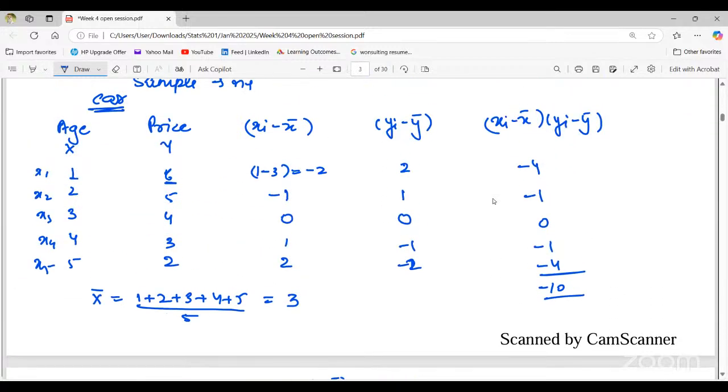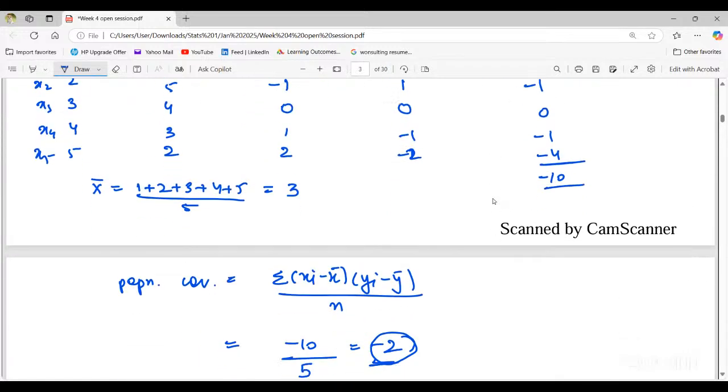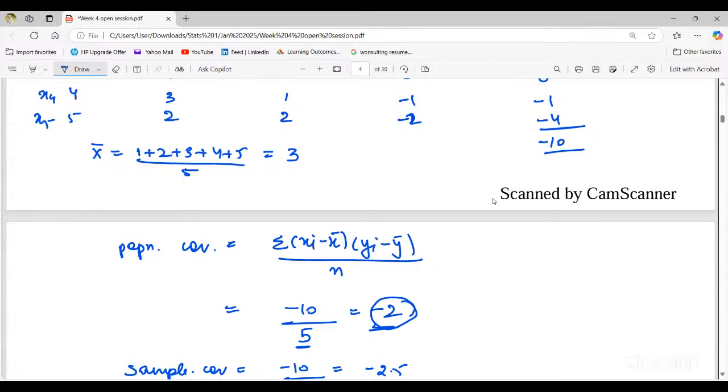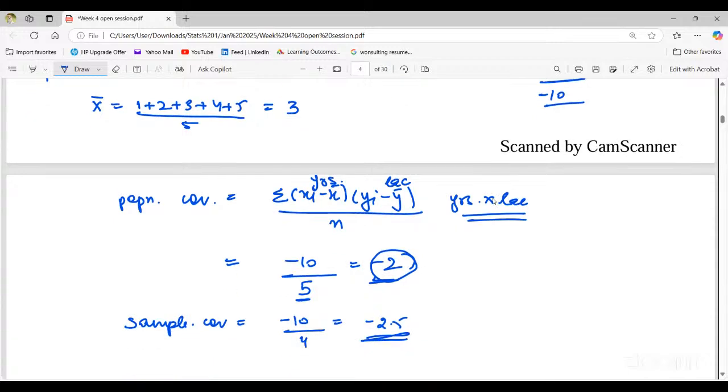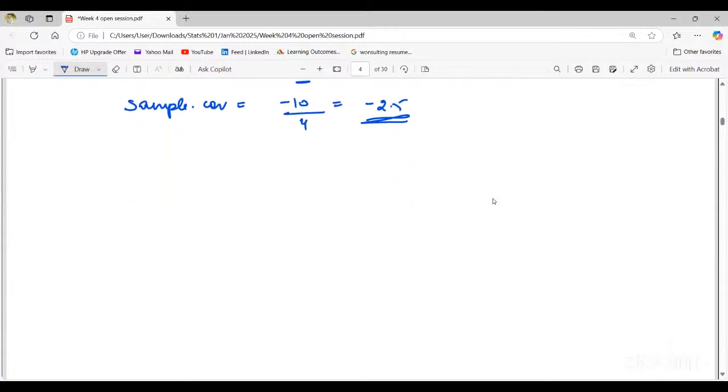Now, if we have the covariance, then why do we calculate the correlation? Because the drawback is the unit. My x is in years and this is in lakhs. So I'm having two units, years into lakhs. It is not okay to have a value which has two units. So we have another quantity which is unitless. That is the correlation, which is a unitless value.